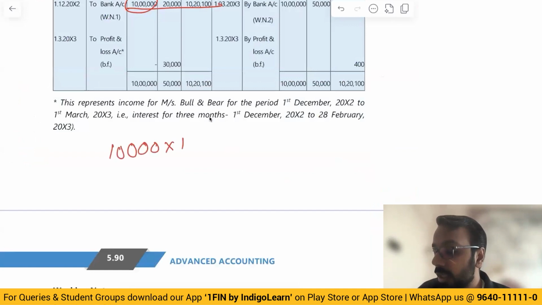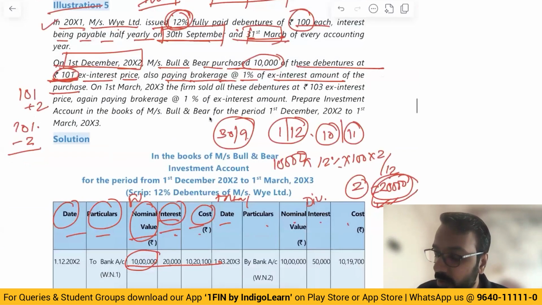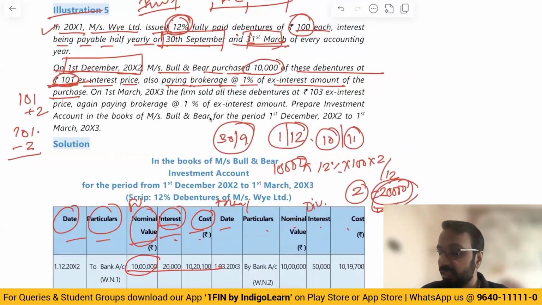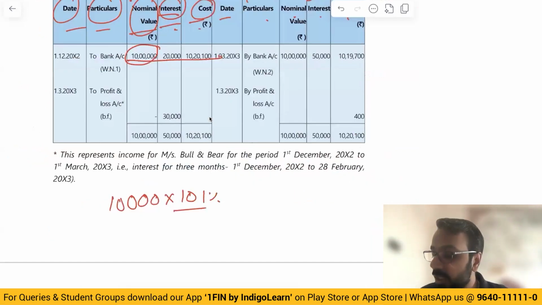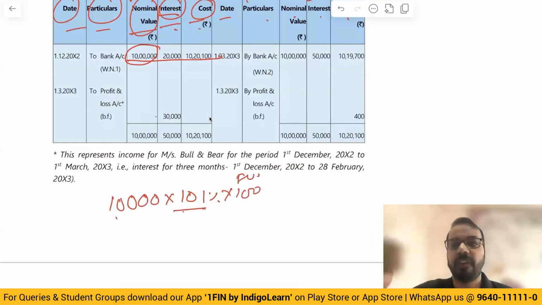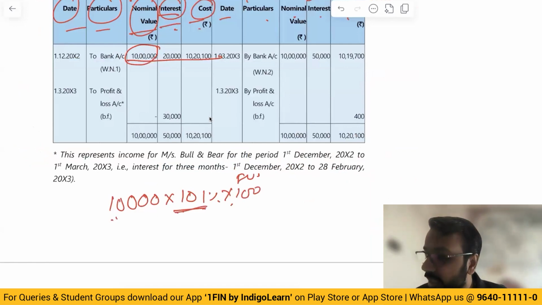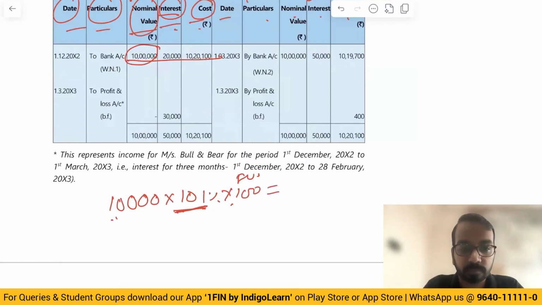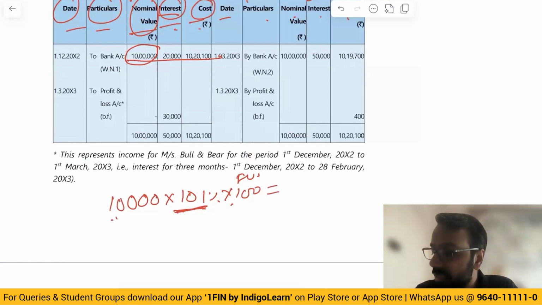So amount paid will be 10,000 into 101%. When they say purchased at 101, purchased at 97, 98 and all of that, that indicates percentage. 10,000 into 101 into 100. This is the face value. Okay. Now when face value is 100, you can directly say 10,000 into 101. If face value is 1,000, then you have to use 101% into 1,000. If face value is 100, you can directly take 101. So if I calculate 10,000 into 101, 10,10,000. This is the thing.